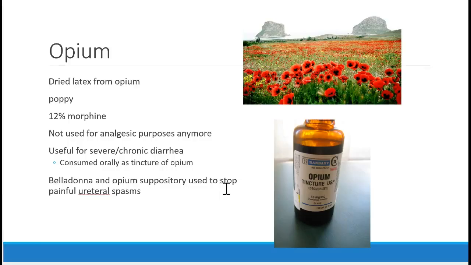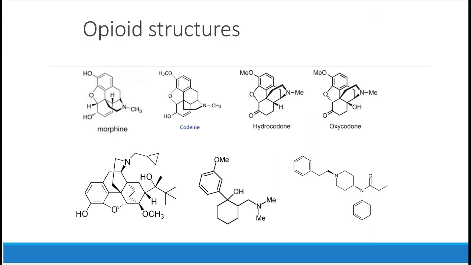Opium is used as a tincture sometimes for really severe chronic diarrhea. Remember, opioids do cause constipation. They work in the GI tract and slow things down. Opium can be used for chronic diarrhea, and that's really the only time you're ever going to see it. So quite an unusual product and pretty rare to see used.